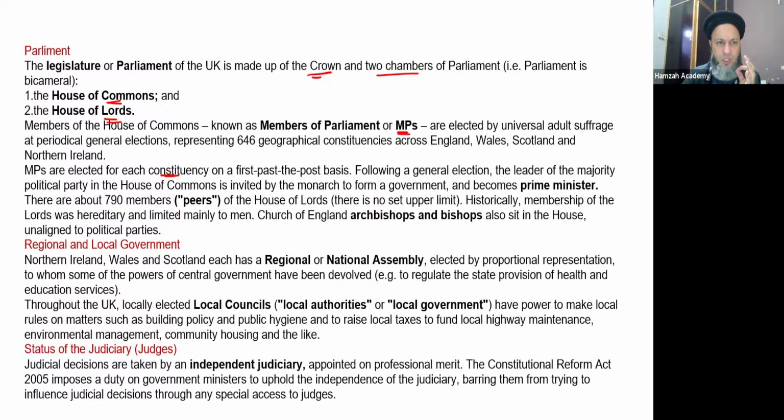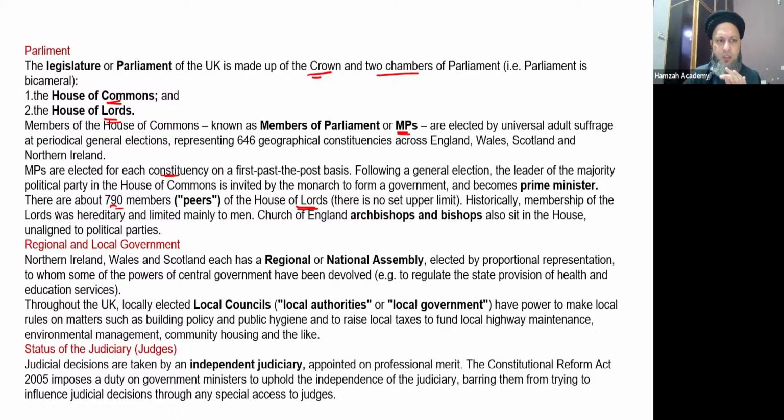And the House of Lords has about 790 members. Usually, it has never been the case that the paper asks about the numbers. That is not usually required.